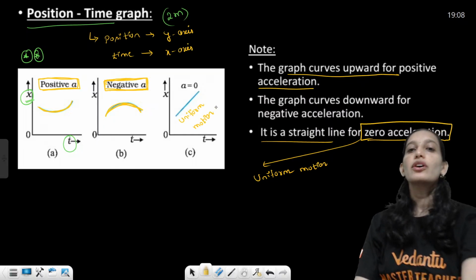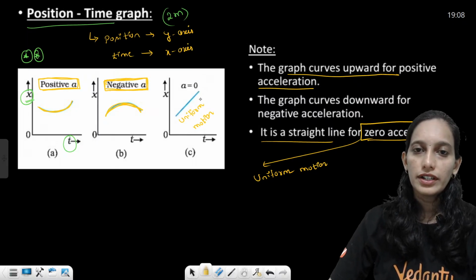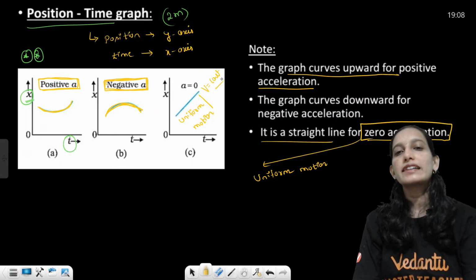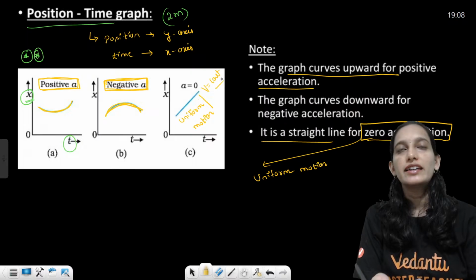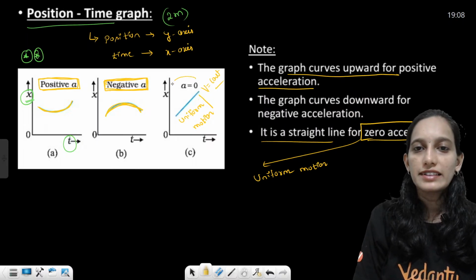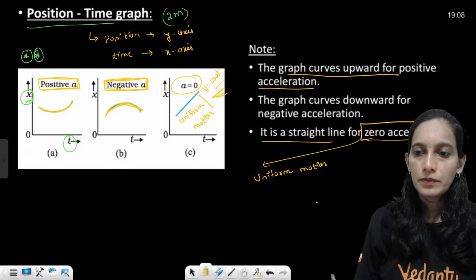Acceleration zero means velocity is constant. I can also say this corresponds to v constant. And we know that acceleration is dv by dt. Differentiation of a constant is 0. That is what we are saying here: acceleration 0 means velocity constant. Okay, hope it is clear.